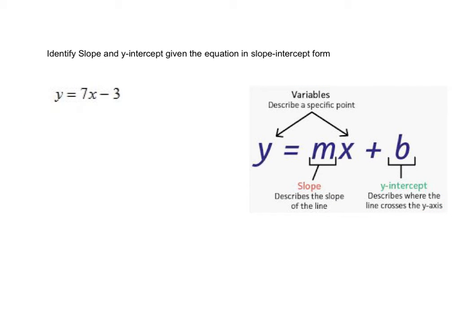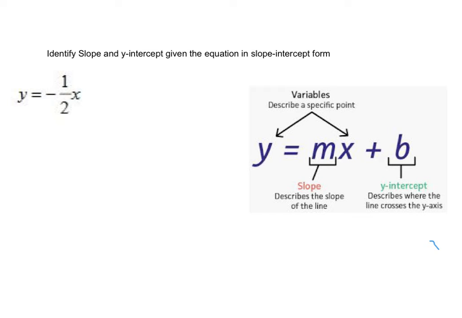So here I want to identify slope and y-intercept given the equation. My slope, or my m, is going to be 7 because that's the number that's in front of my x. And then my b, or my y-intercept, is going to be -3 because that is a number that is by itself. It's in the b spot.